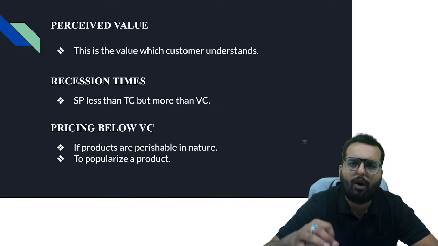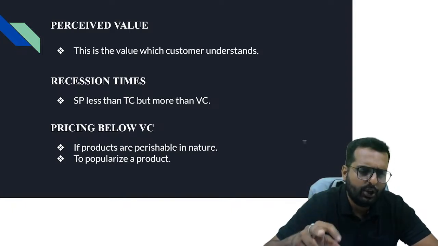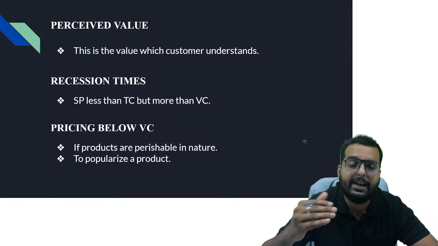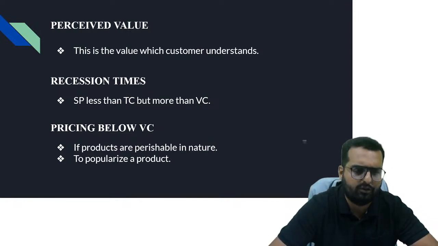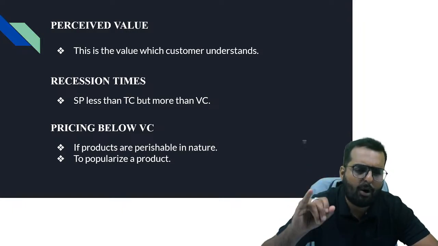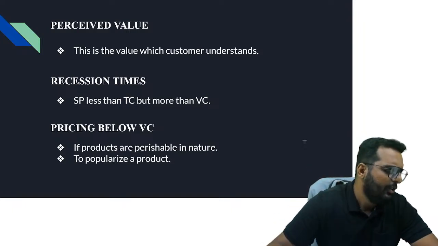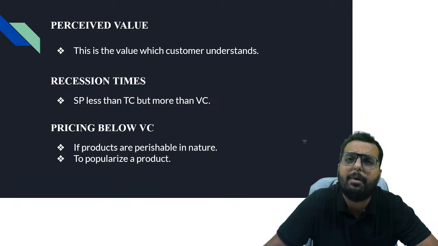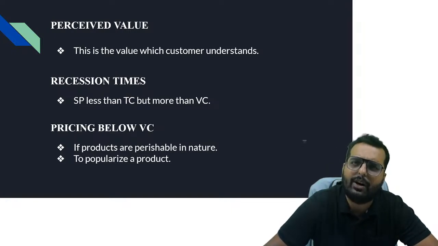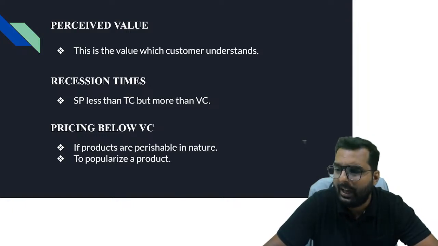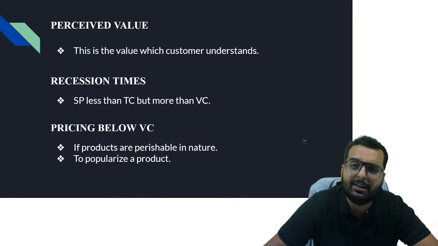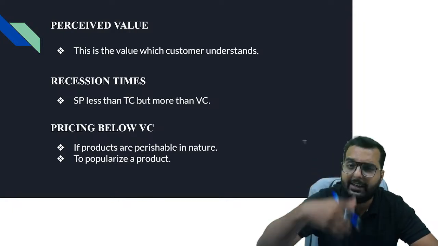Next question. What are the situations in which you can price a product below the variable cost? Only in two cases. Products are perishable in nature. Now I am a fruit seller. I sell bananas. It is 8 o'clock at night and 5 kilos of bananas are kept with me. If nobody comes and buys it, these bananas will get totally destroyed. I will not get even a single penny for it. At that point of time, if a fellow comes and tells me, give me this banana for 2 rupees, I will tell, fine, take it.